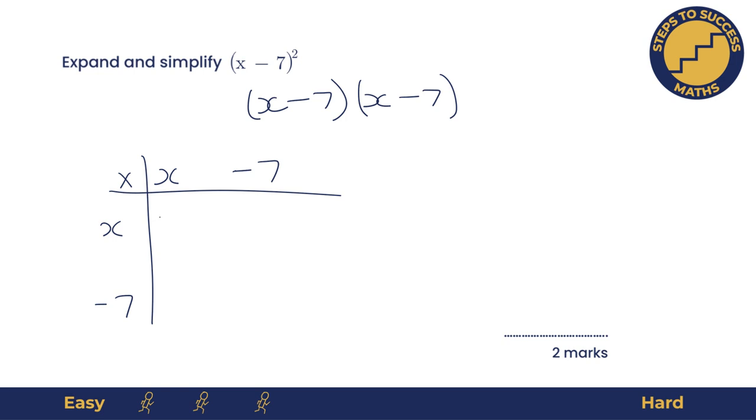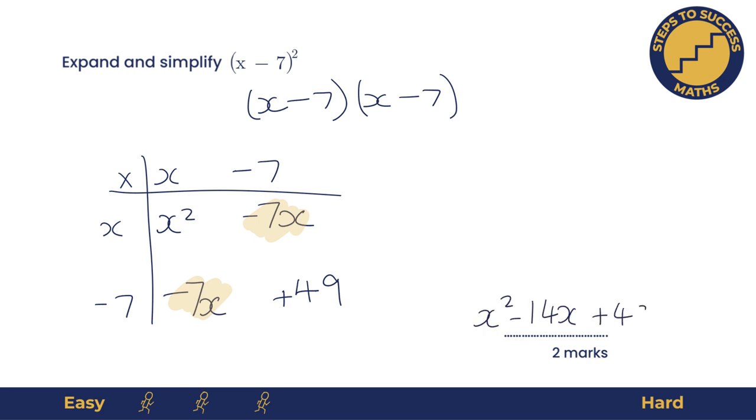x times x is x squared. x times minus 7, minus 7x. Minus 7 times x, minus 7x. A minus 7 times minus 7. Remember, a negative times a negative makes a positive, so this is plus 49. Now combine them together. x squared minus 14x plus 49.